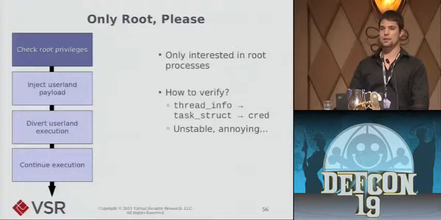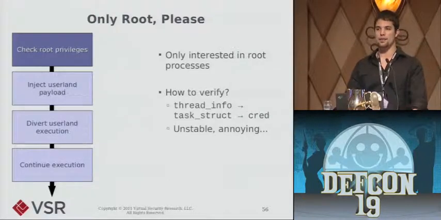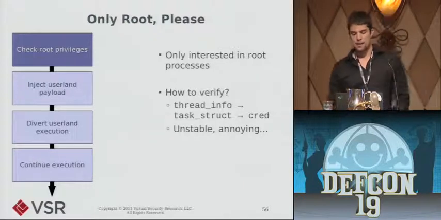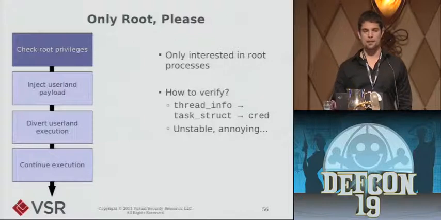First of all, we're only really interested in processes that are running with root privileges. It would sort of suck if we went through all this trouble and got a connect back shell as a nobody user. So the challenge is, how do we actually check that this random process that we hijacked is a root-owned process? And you could do this by actually following various pointers in metadata associated with that process.